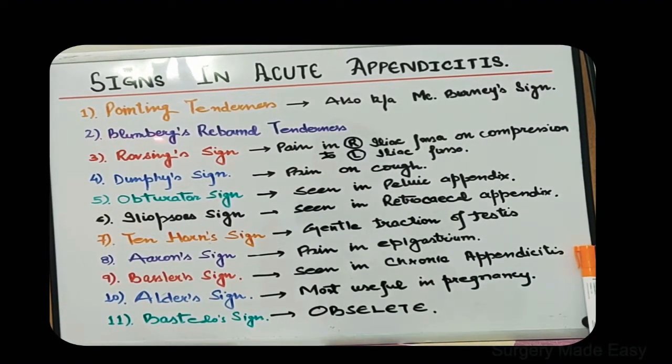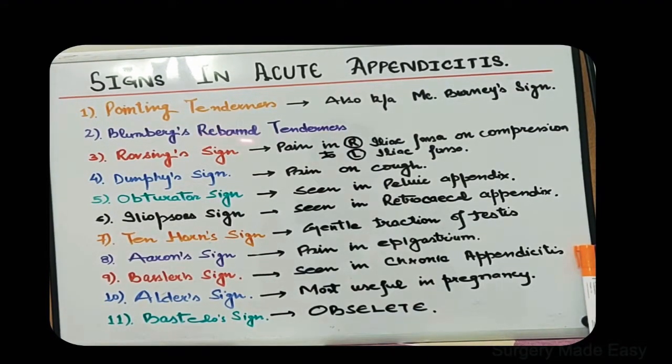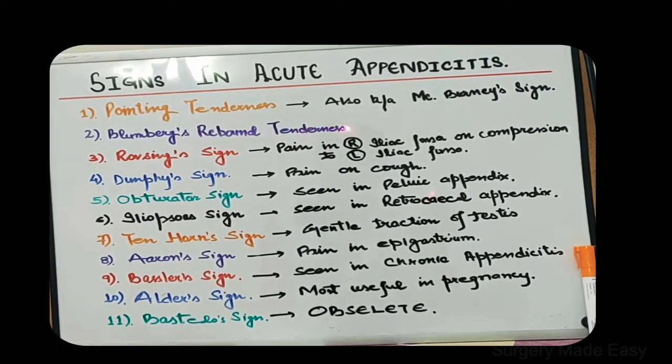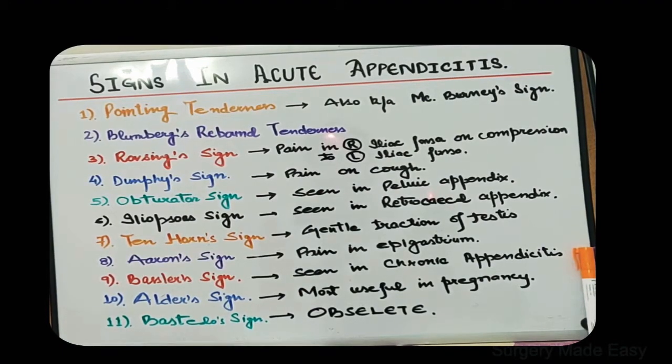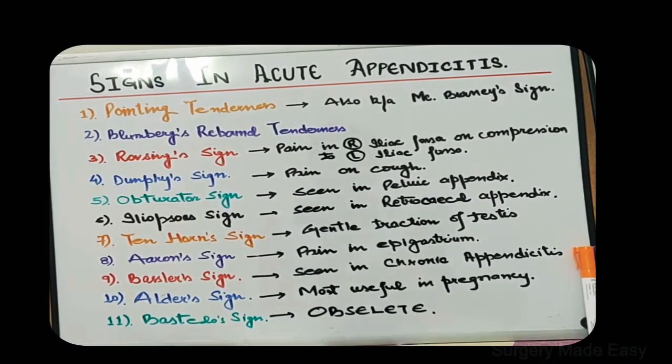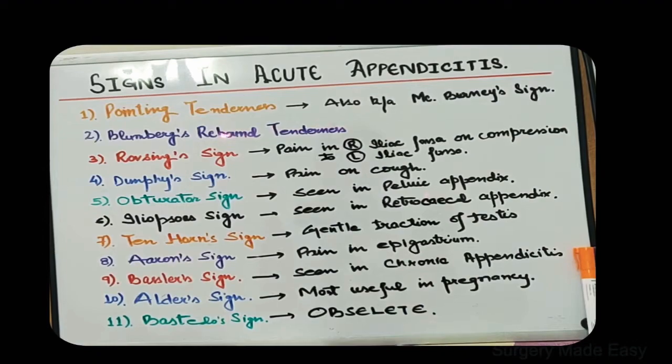Then we have Blumberg's rebound tenderness. In this sign, as the name implies, we look for rebound tenderness at the right iliac fossa. We put gentle compression and suddenly release the compression. On releasing the compression, the patient feels a sharp pain in the right iliac fossa.